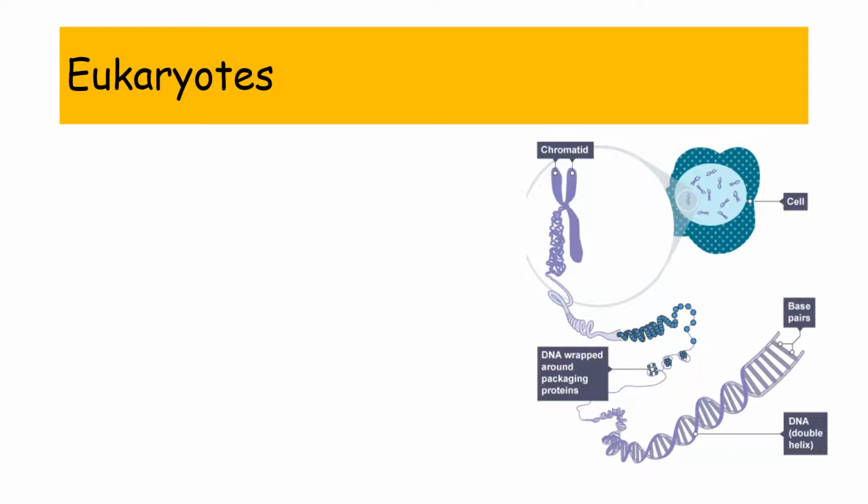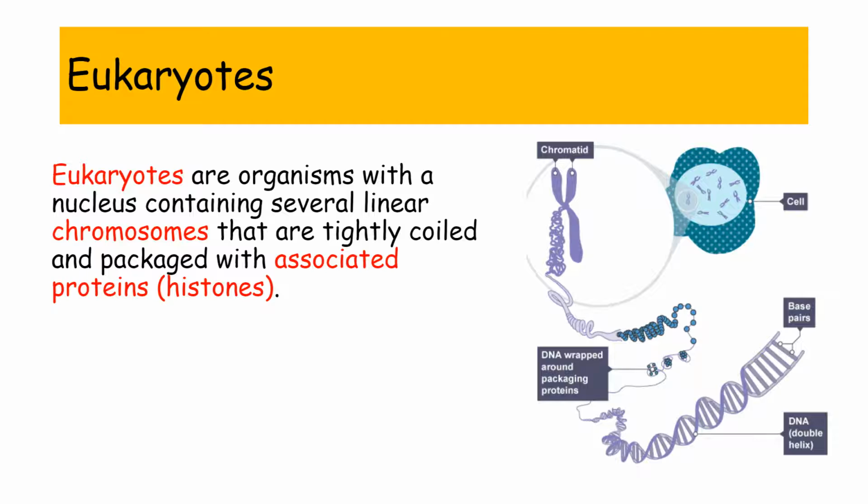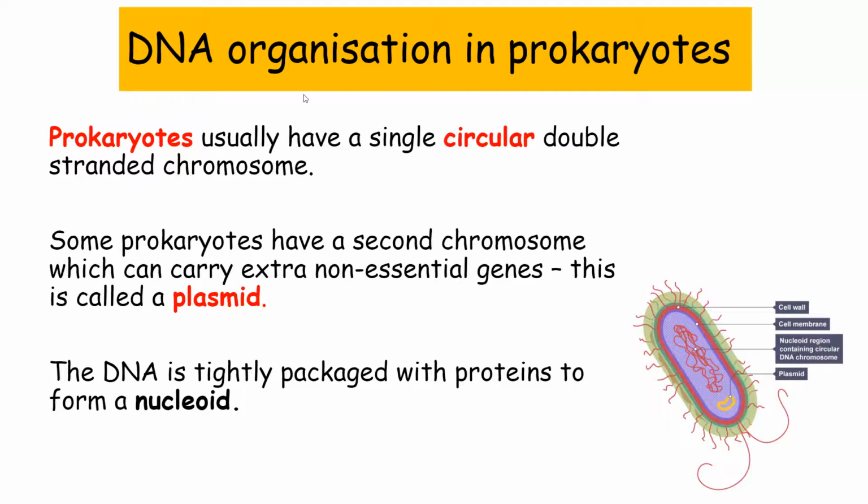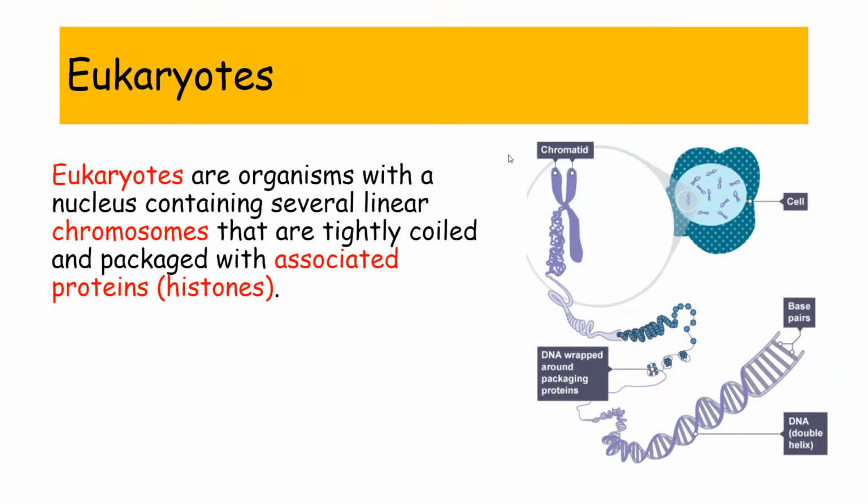Now, if we go on to eukaryotes, as it says, they are organisms with a nucleus containing several linear chromosomes that are tightly coiled and packaged with associated proteins. Right, what does that mean? Well, first of all, the main difference here is that the chromosomes are linear. Before, in the prokaryotes, they are circular chromosomes. In eukaryotes, they're what's called linear chromosomes. So that's one of the key differences there, okay?